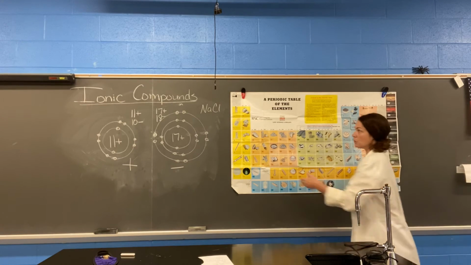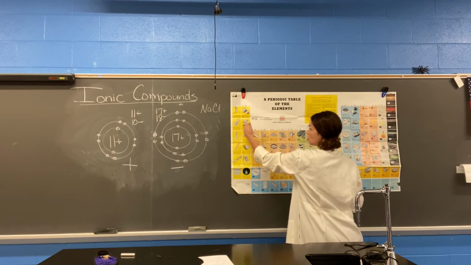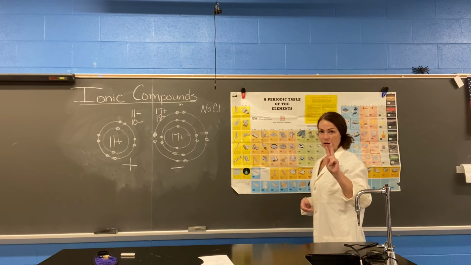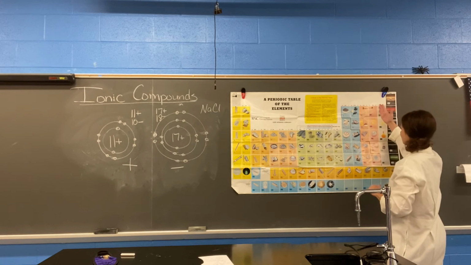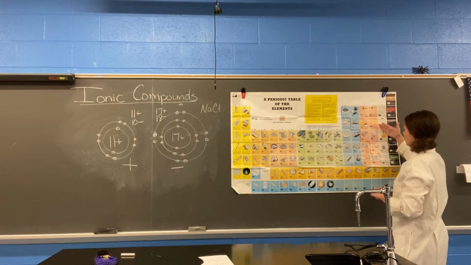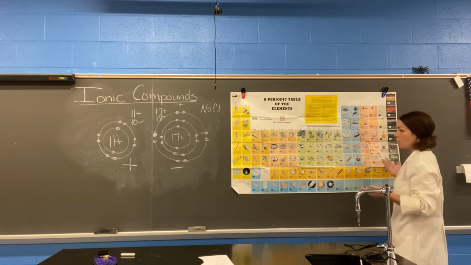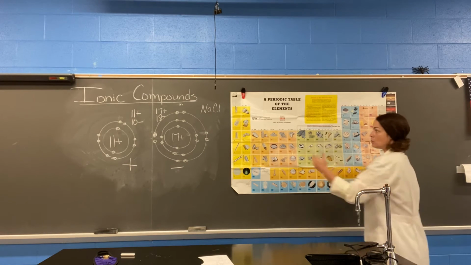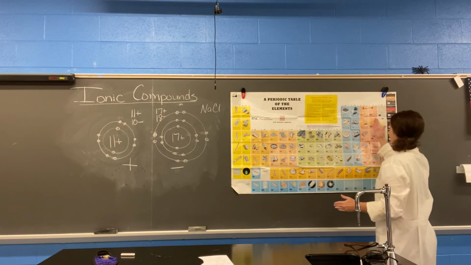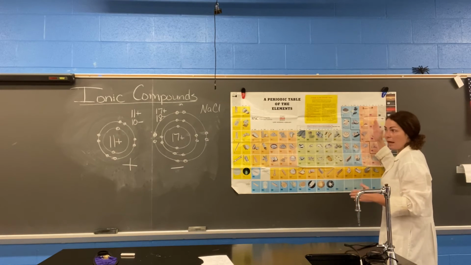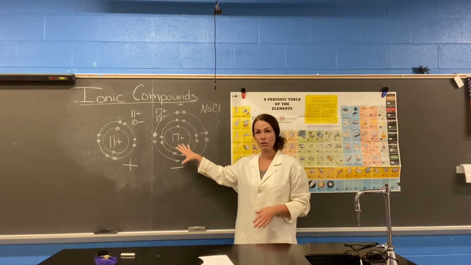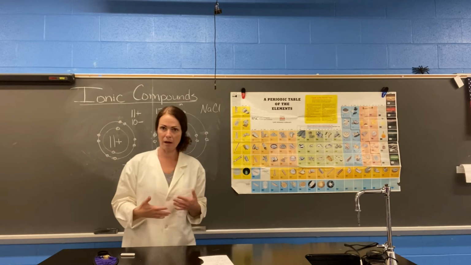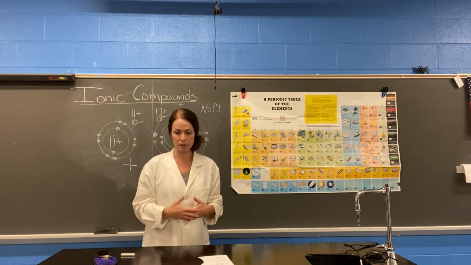The same thing is true in group 2. In group 2, we have beryllium, magnesium, calcium. They have 2 valence electrons. Over here in group 16, we have oxygen, sulfur, selenium. Those are missing 2 electrons in their outermost energy level. So these two electrons will jump to these atoms and cause the same kind of bonding that occurred with salt or sodium chloride. Hopefully that makes sense when it comes to ionic bonding and how that works.